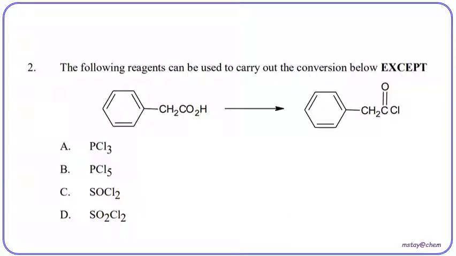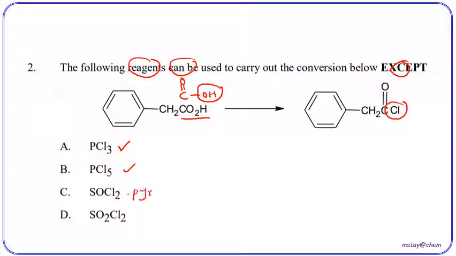Tutorial question number 2. Which of the following reagents can be used except for the following conversion? We focus on the functional group CO2H, which refers to C double bond O, OH. At the end we notice that the OH is replaced by Cl. So we can use PCl3, PCl5, SOCl2 in pyridine, and SO2Cl2 definitely is the wrong answer. So the final answer for question 2 is D.